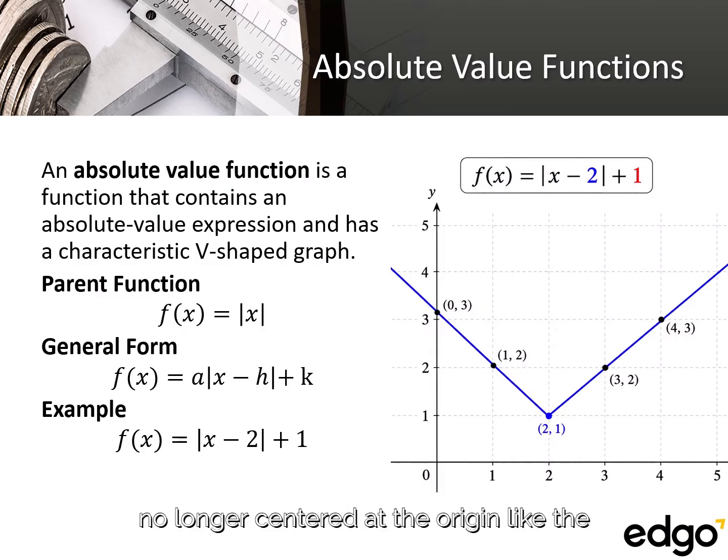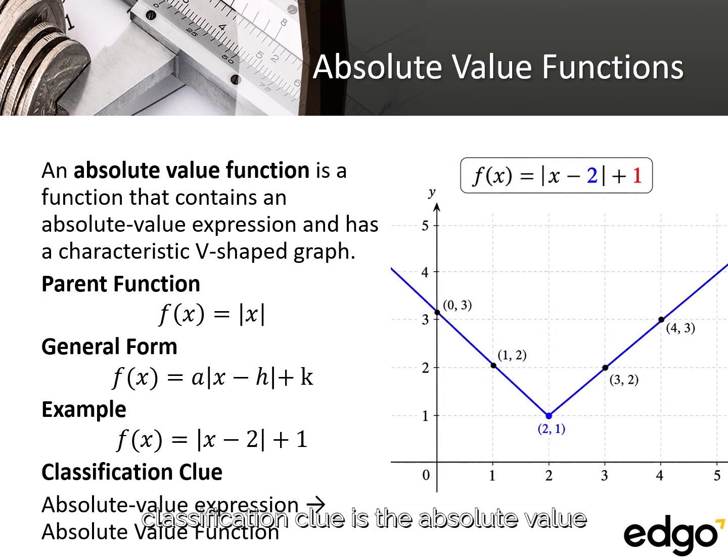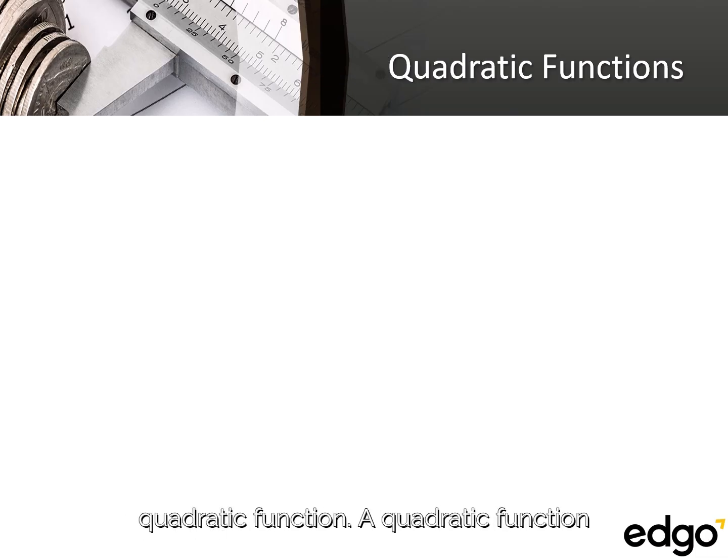This graph is no longer centered at the origin like the parent function, but it is still an absolute value function. So the important classification clue is the absolute value expression, and graphically, we expect a V-shape. Now let's look at the quadratic function.